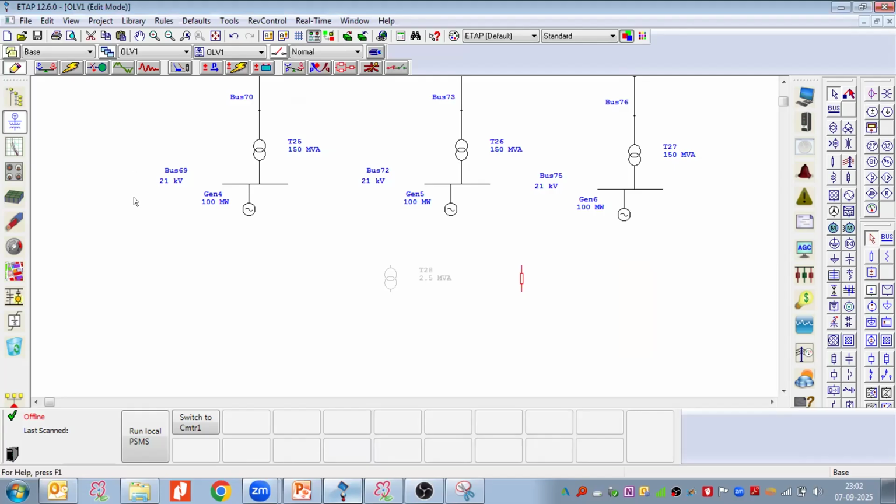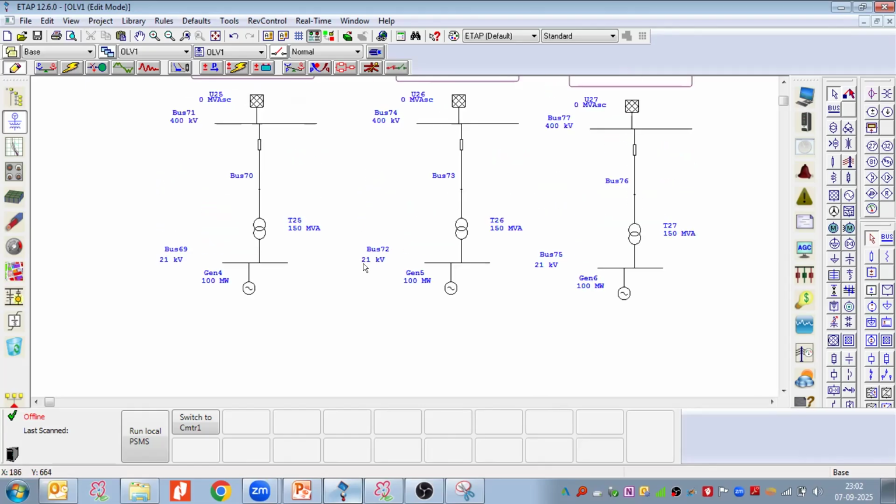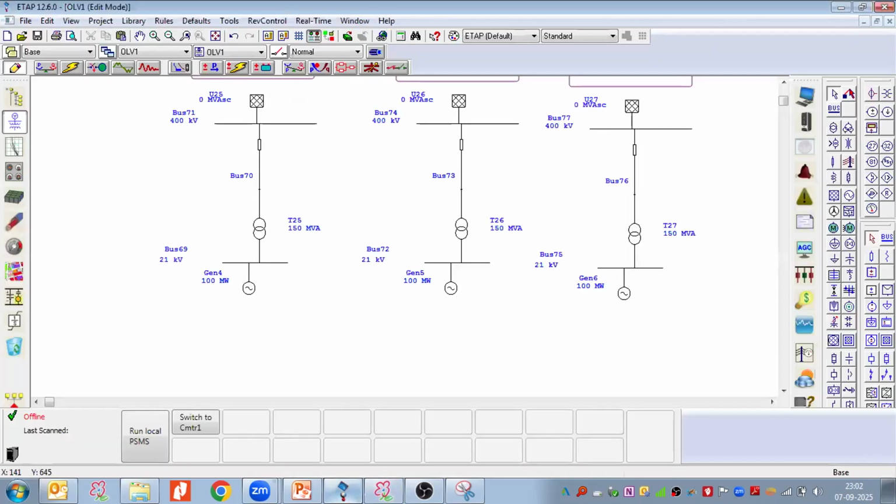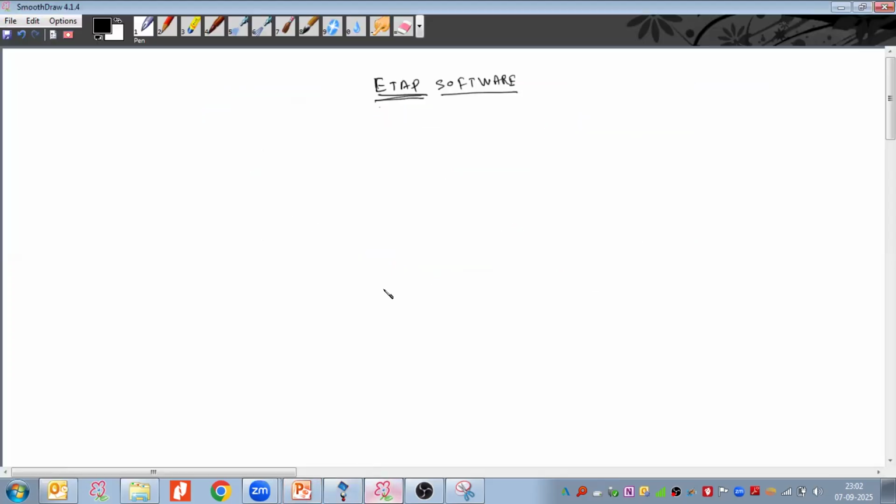Okay, anything else, any doubt, any query? So I hope that you all learned the generator modeling for the load flow analysis and the short circuit analysis, right? So what is our key takeaway? Could anyone summarize today's session? What are the key takeaways? What did we learn today? What is our key learning today?